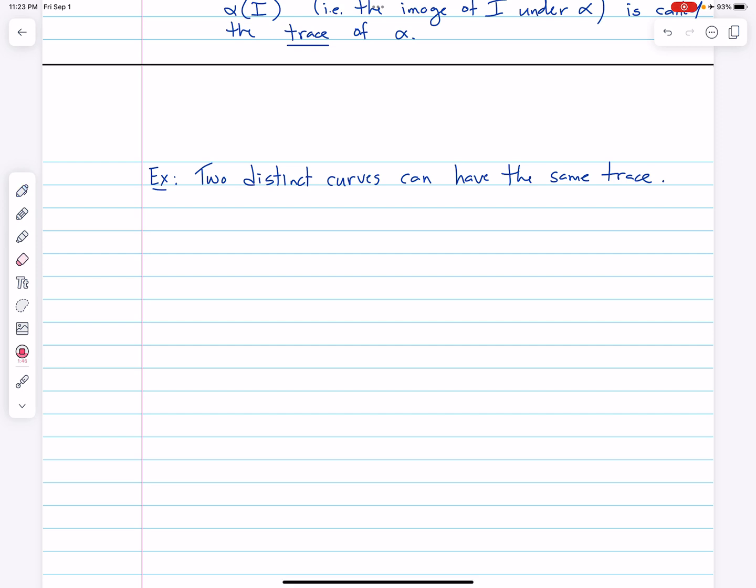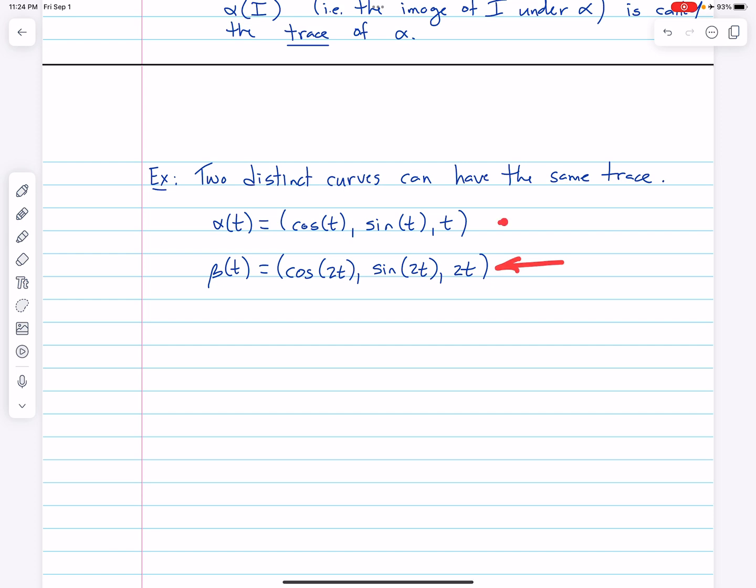So alpha, if we want a curve into R3, we could just do alpha of t equals cosine t, sine t, comma t, or beta of t equals cosine 2t, sine 2t, and 2t. Okay, and I guess we'll come back to this and talk about exactly what this shape is, what this curve looks like. But essentially, by replacing the parameter t with 2 times t, all we're doing is traveling along the curve twice as fast. So the image of these two functions will be the same.